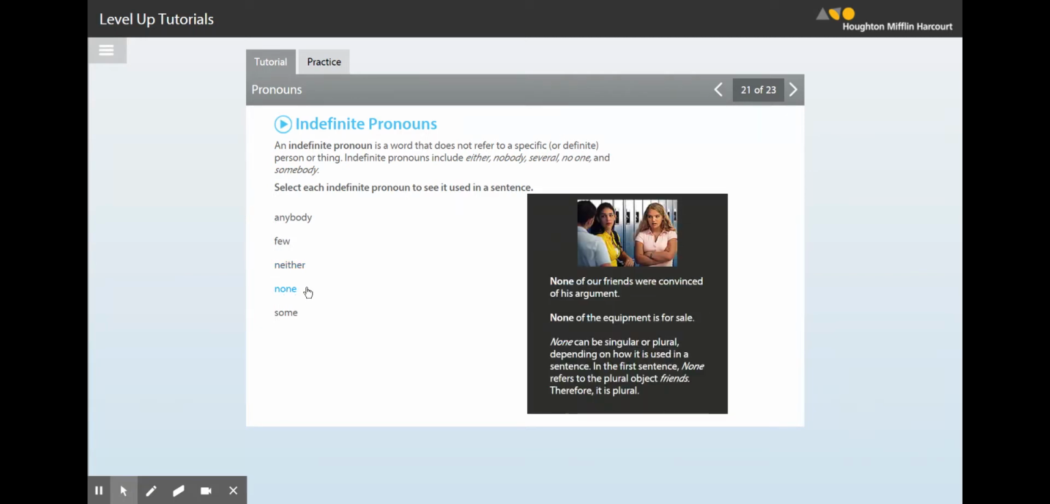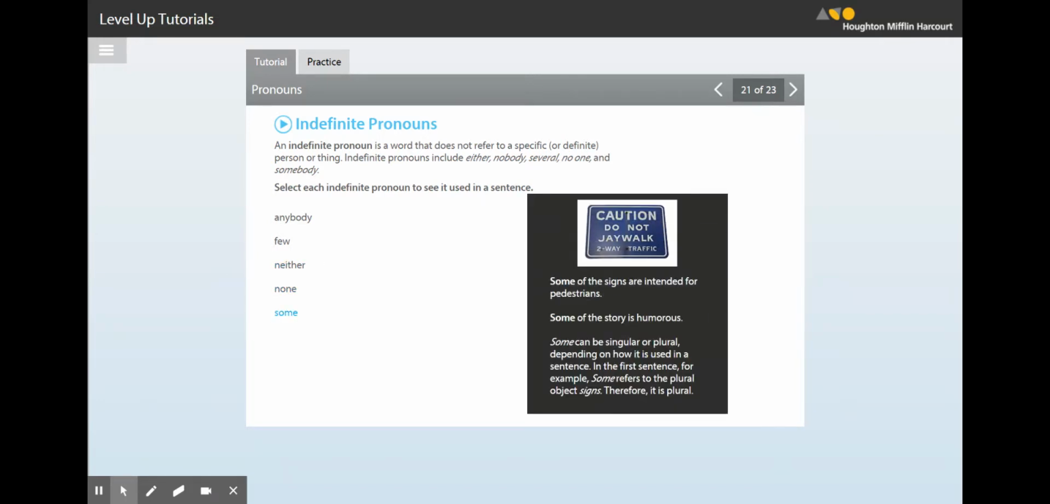None. None of our friends were convinced of his argument. None of the equipment is for sale. None can be singular or plural depending on how it's used in the sentence. So in this first example, none refers to the plural object friends. Therefore, it's plural.